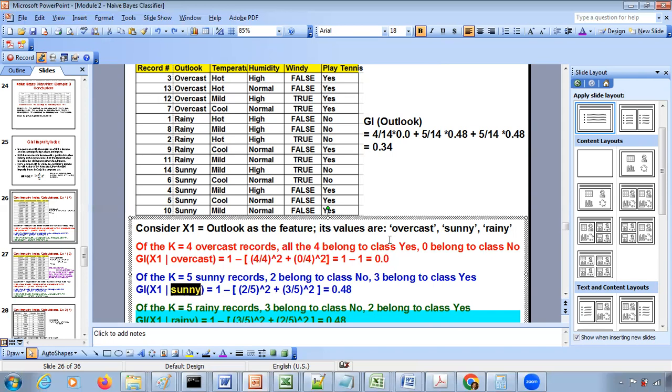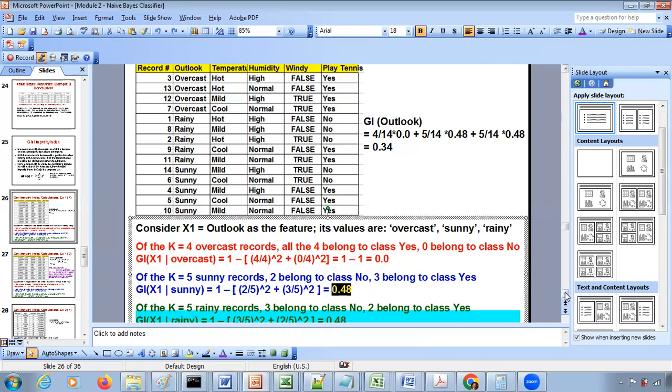Okay. So let us look at the other two values for this Outlook feature. With sunny, you have 2 of the 5 records in class no and 3 out of 5 in class yes. It doesn't matter which you consider first, class yes or class no, because it's addition. You're adding up the squares of the fractions. So 2 over 5 for no squared plus 3 over 5 for yes squared. Sum them up, and 1 minus that is going to be 0.48.